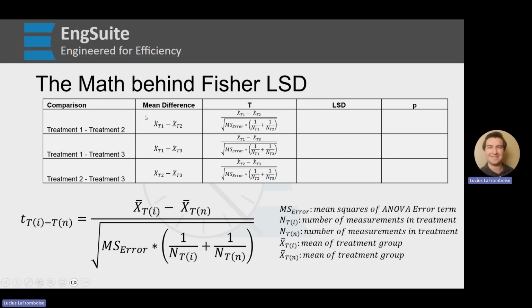The mean difference is just the difference of the means of the two groups. So for treatments 1 and 2, the mean of treatment 1 minus the mean of treatment 2. Then the t-value is a little bit complicated. Just like in a lot of our other tests, we're going to need to use our mean squared error here. It's helpful to have QE Suite so we can run a one-way ANOVA, and that is the mean squared error from that one-way ANOVA. We're going to just use it in this equation.